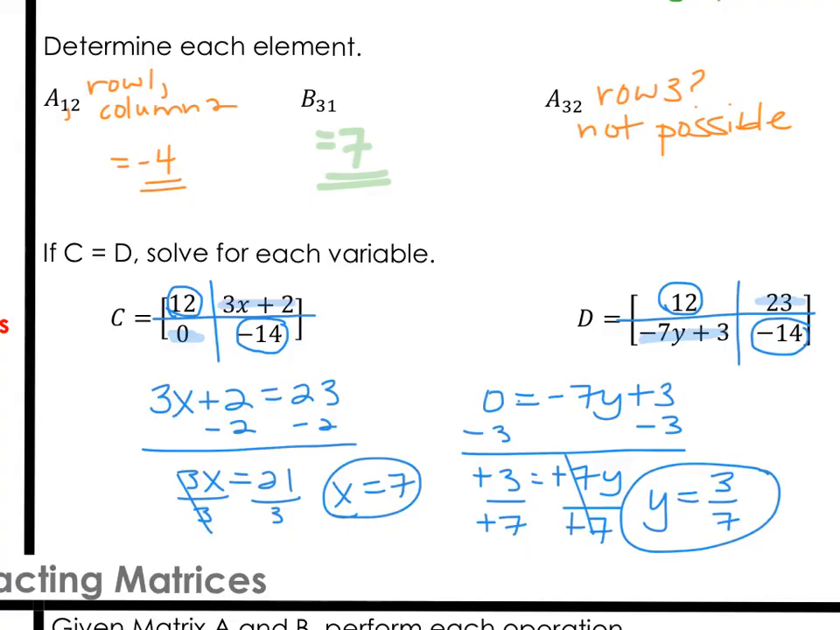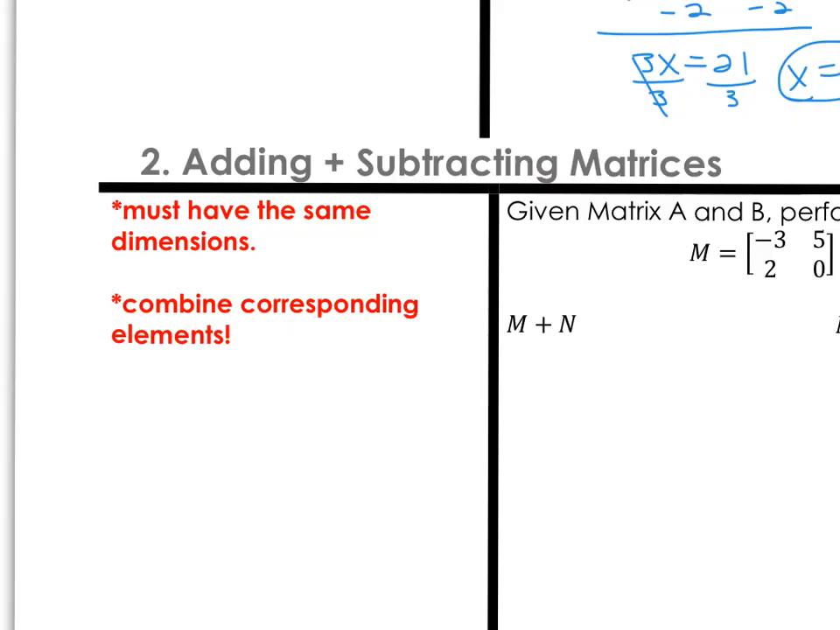variable to solve. The last thing we'll do in the video today is add and subtract matrices. Again, we have to have the same dimensions in order to add and subtract. And the nice thing about adding and subtracting matrices is you just really combine corresponding elements to get a new solution matrix.